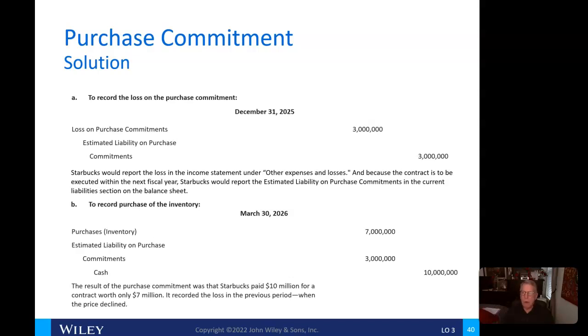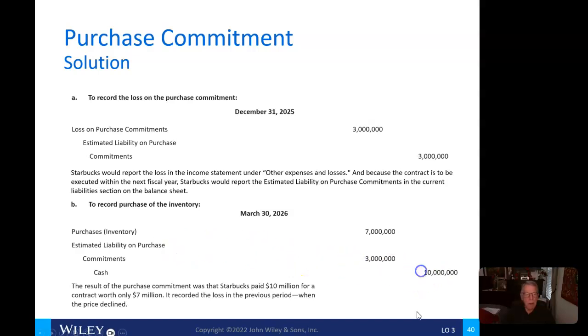Now on March 30th, we're going to record the purchase of the inventory. And here we're going to debit purchases for the inventory of $7 million, and debit estimated liability on the purchase commitment, $3 million.